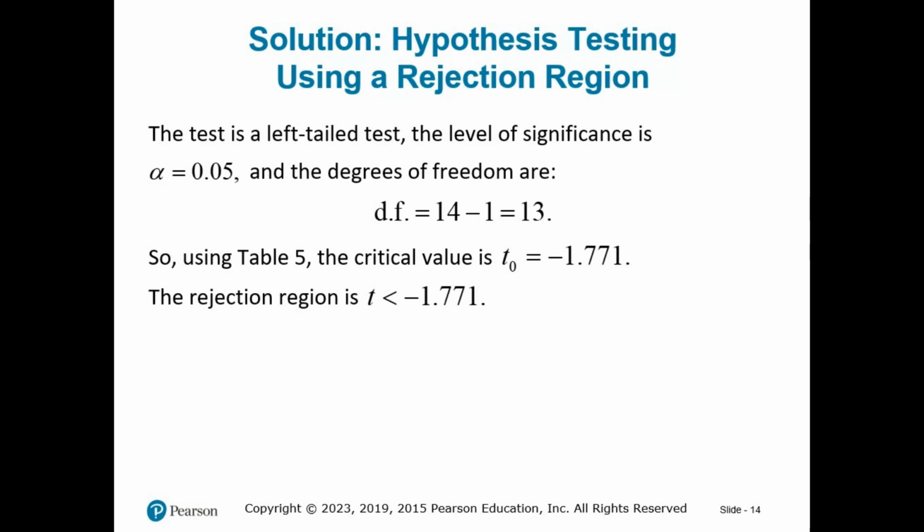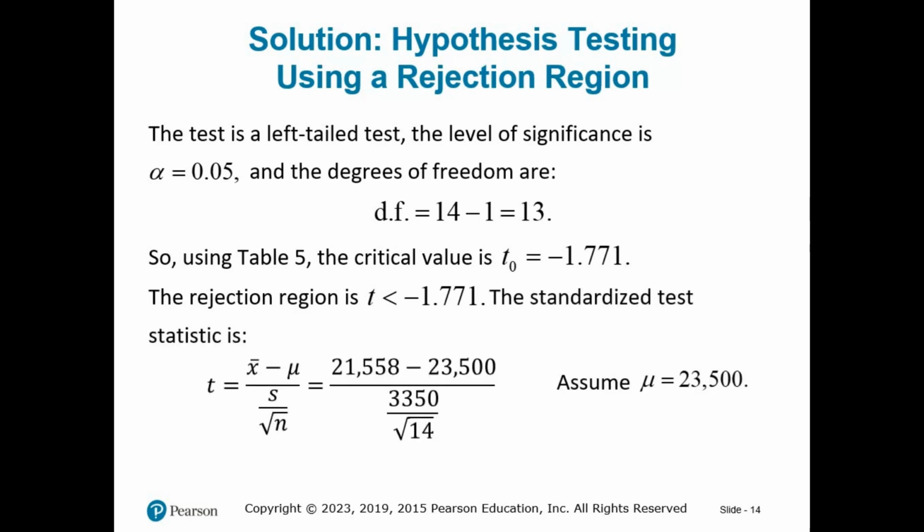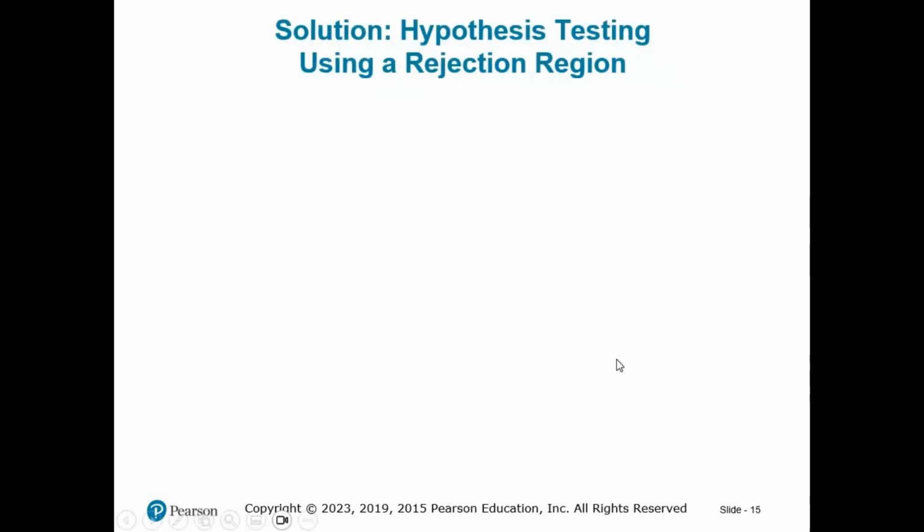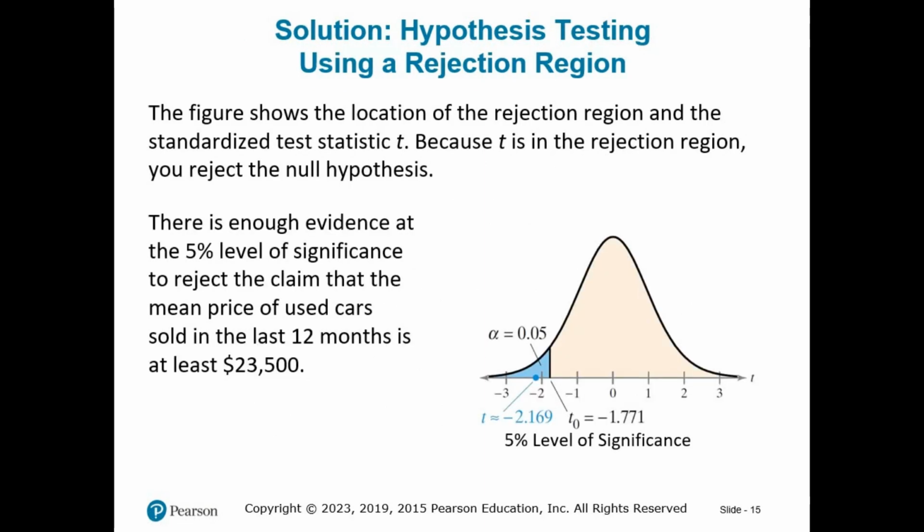Now we need to use this formula to find the standardized test statistic using the sample data and assuming mu to be 23,500. And we come up with approximately negative 2.169. Finally, we can sketch the graph and the critical value and rejection region. When we plot the value, we see that it is in the rejection region, so we can reject the null hypothesis. There is enough evidence at the 5% level of significance to reject the claim that the mean price of used cars sold in the last 12 months is at least $23,500.